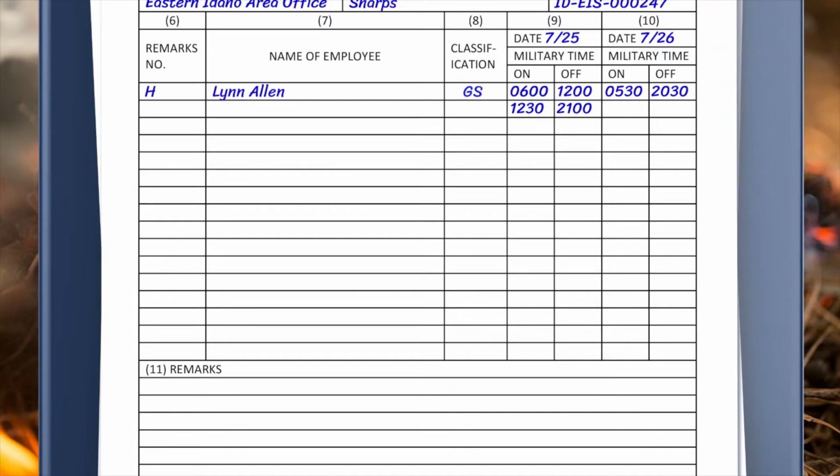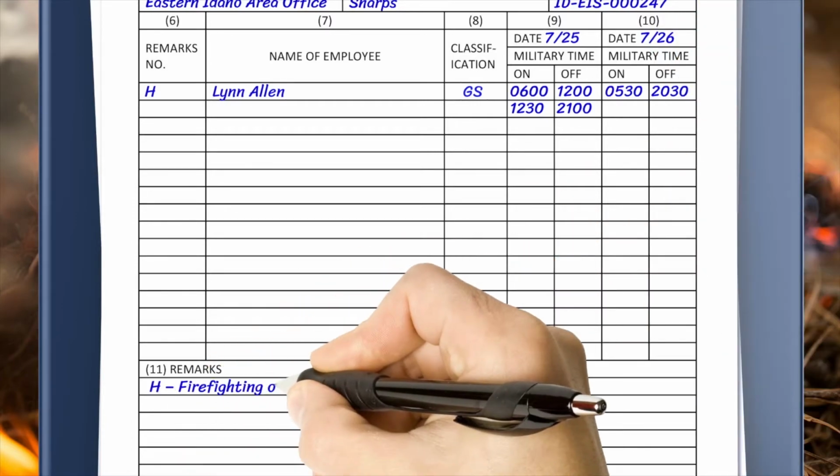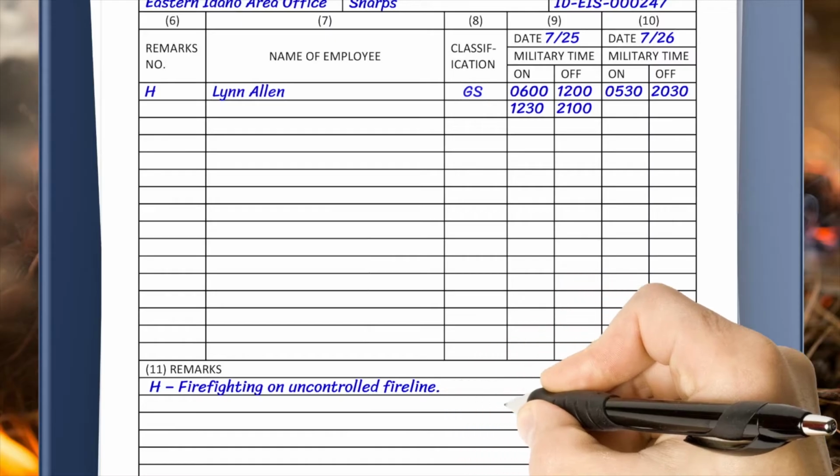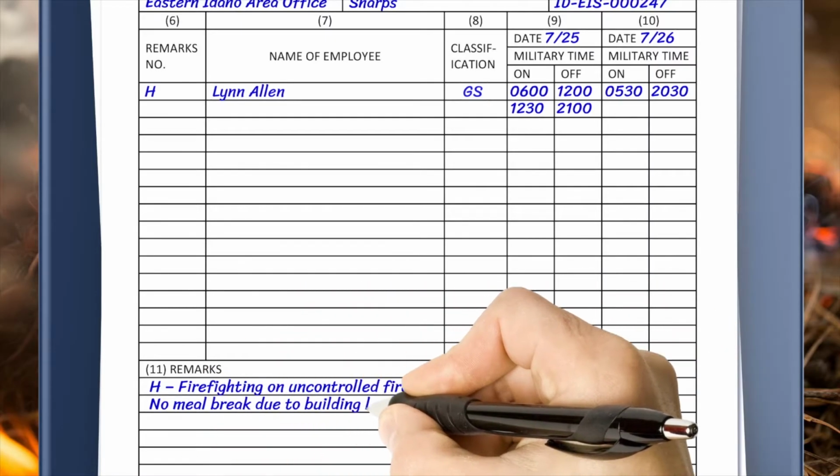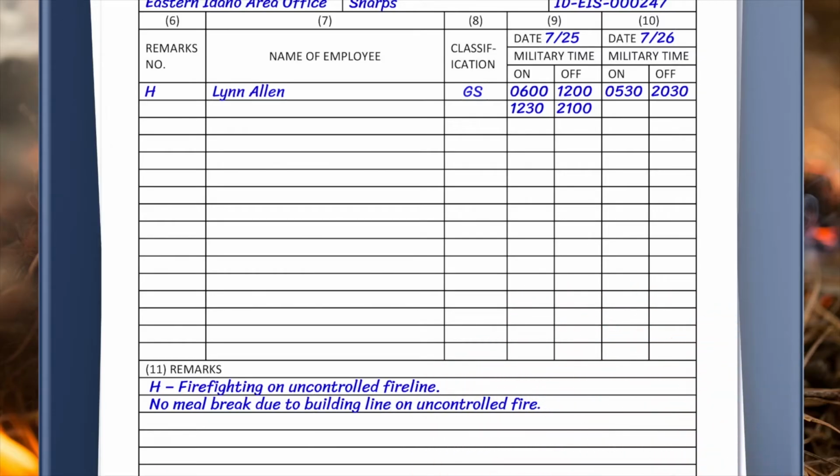Block 11 is where to enter remarks for anything that was noted in Block 6. It's also where to make any notes about the time entries. In this case, it's the reason there wasn't a meal break. We'll go into more detail on how to enter remarks later in this video.